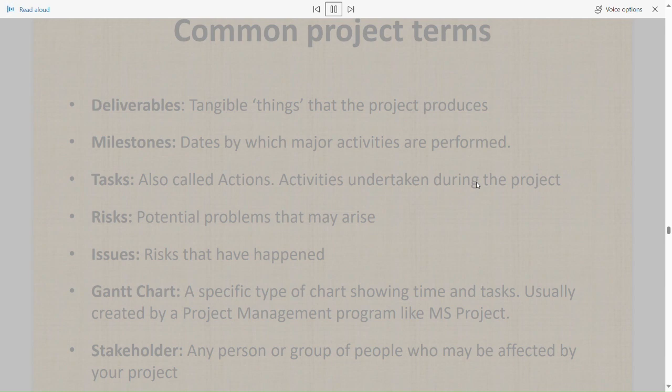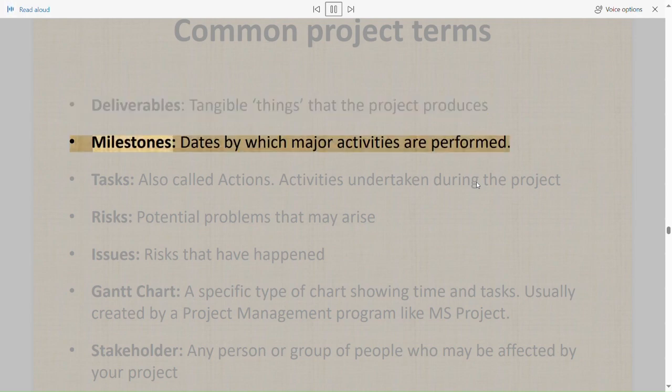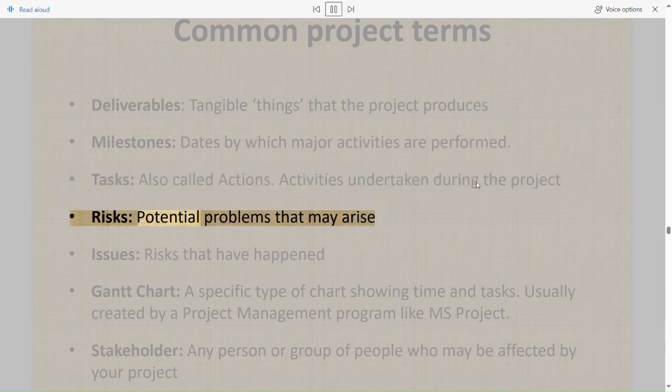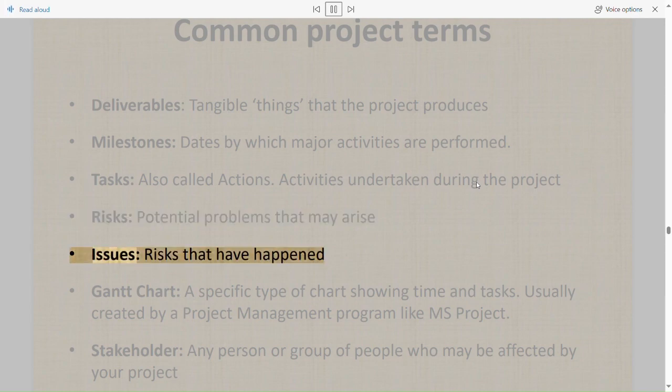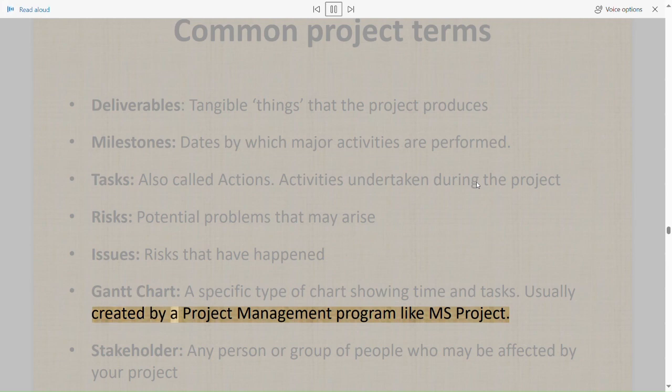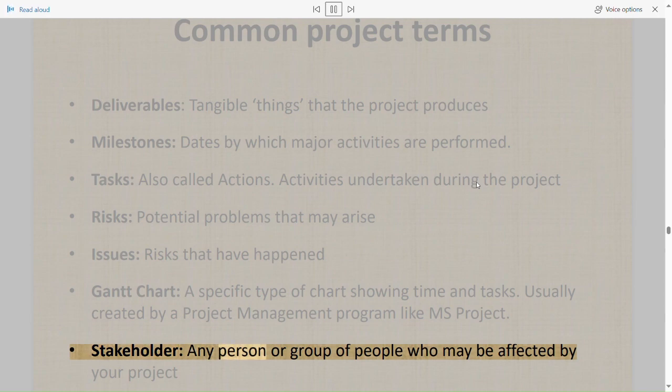Common project terms. Deliverables: tangible things that the project produces. Milestones: dates by which major activities are performed. Tasks, also called actions: activities undertaken during the project. Risks: potential problems that may arise. Issues: risks that have happened. Gantt chart: a specific type of chart showing time and tasks, usually created by a project management program like MS Project. Stakeholder: any person or group of people who may be affected by your project.